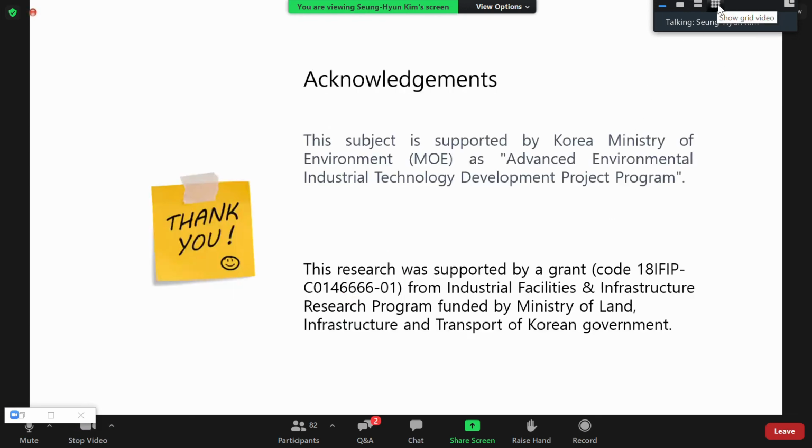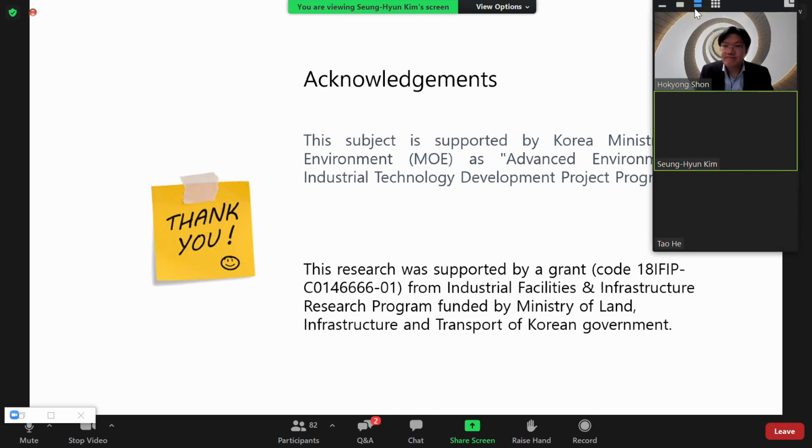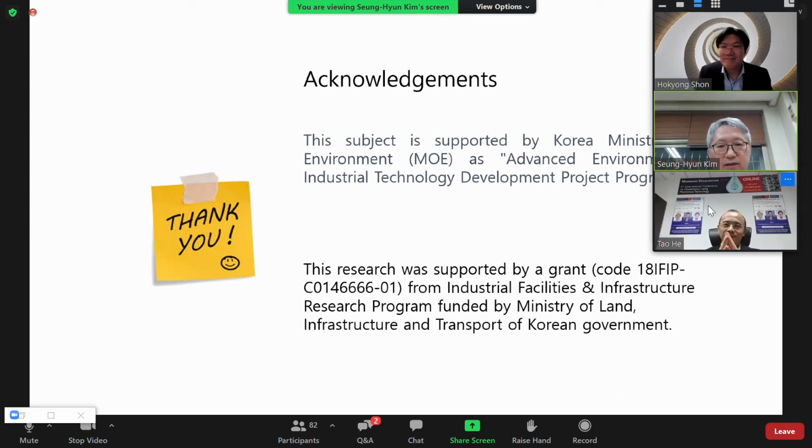This is the funding source: Ministry of Environment and Ministry of Land, Infrastructure and Transportation.